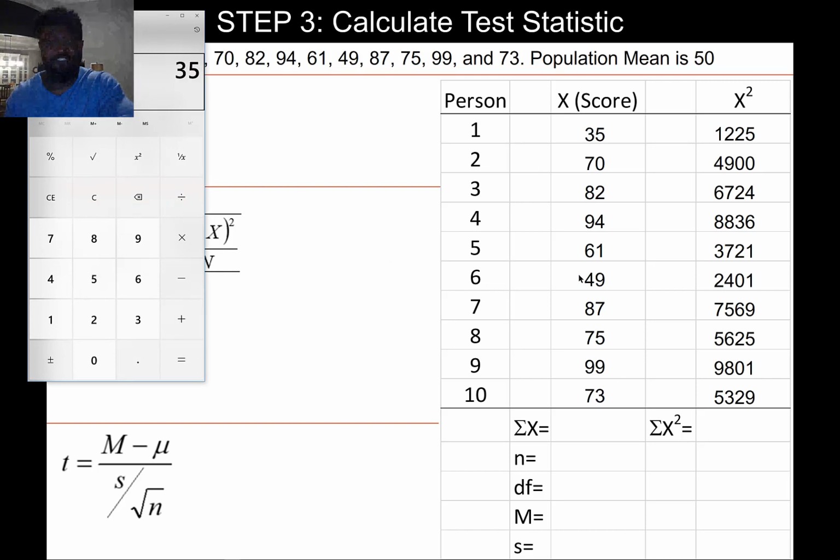So it's going to be 35 plus 70 plus 82 plus 94 plus 61 plus 49 plus 87 plus 75 plus 99 plus 73 should equal 725, and I know for a fact that is the answer because I'm going to show it to you in a second. And then we can do the same thing on the other side, so you guys go ahead and start adding all those up. We need to get n, which is going to be 10. And if n is 10, that means the degrees of freedom are n minus 1, which are going to be 9.